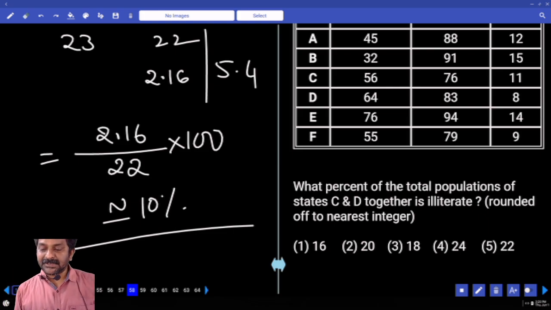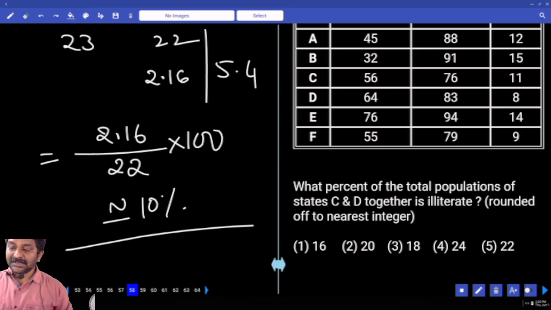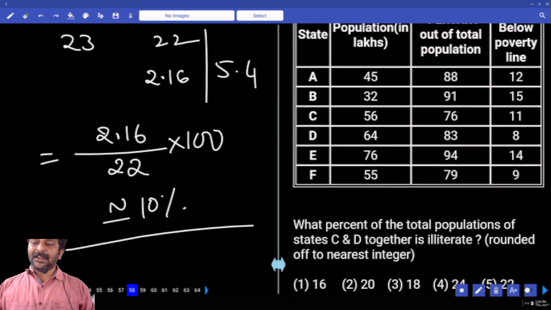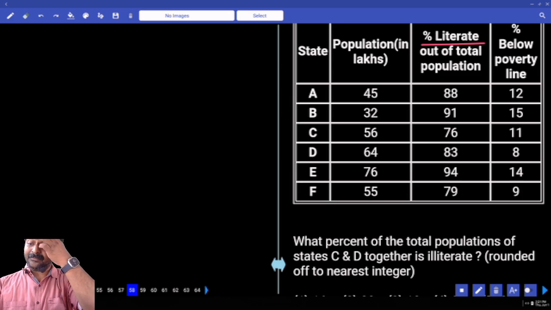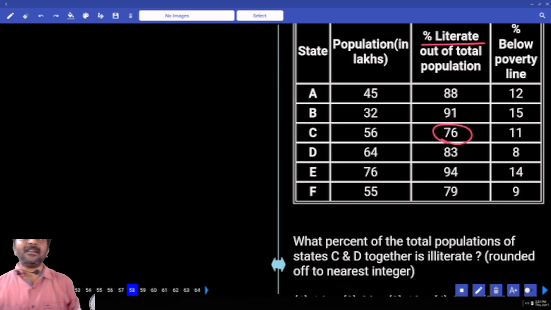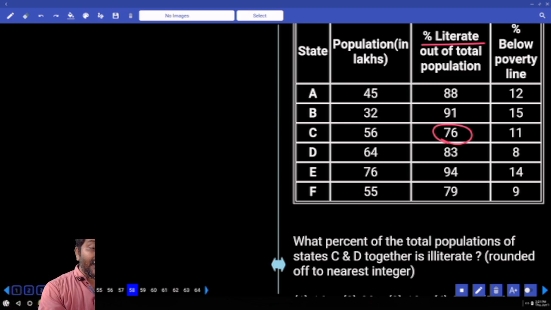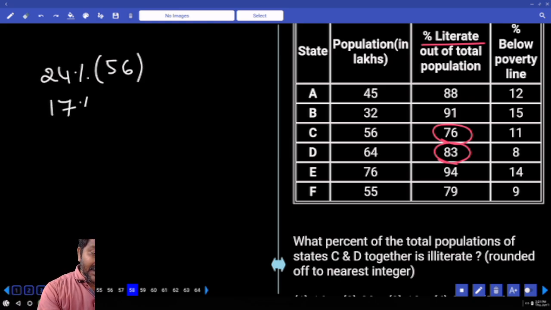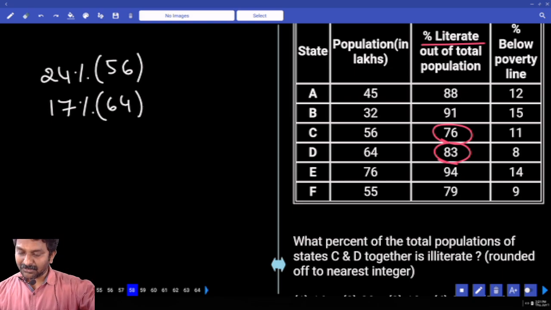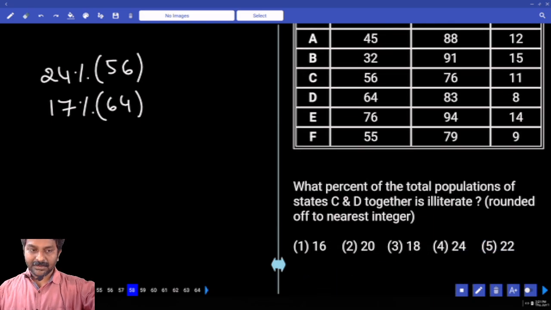What percent of the total population of the states C and D together is illiterate? The question is about illiterate, but the data given is about literate, right? In C, 76% are literate, then 24% are illiterate, calculated on 56. In D, 83% are literate, the remaining 17% calculated on 64 are illiterate. And for these two numbers, what is the question? They are asking for the percentage, right?